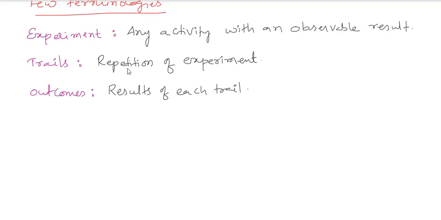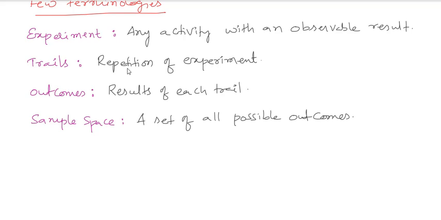Then again, sample space. You know that sample space is a collection of all possible outcomes, or simply a set of all possible outcomes, which is called the sample space. Then one more, sample points.